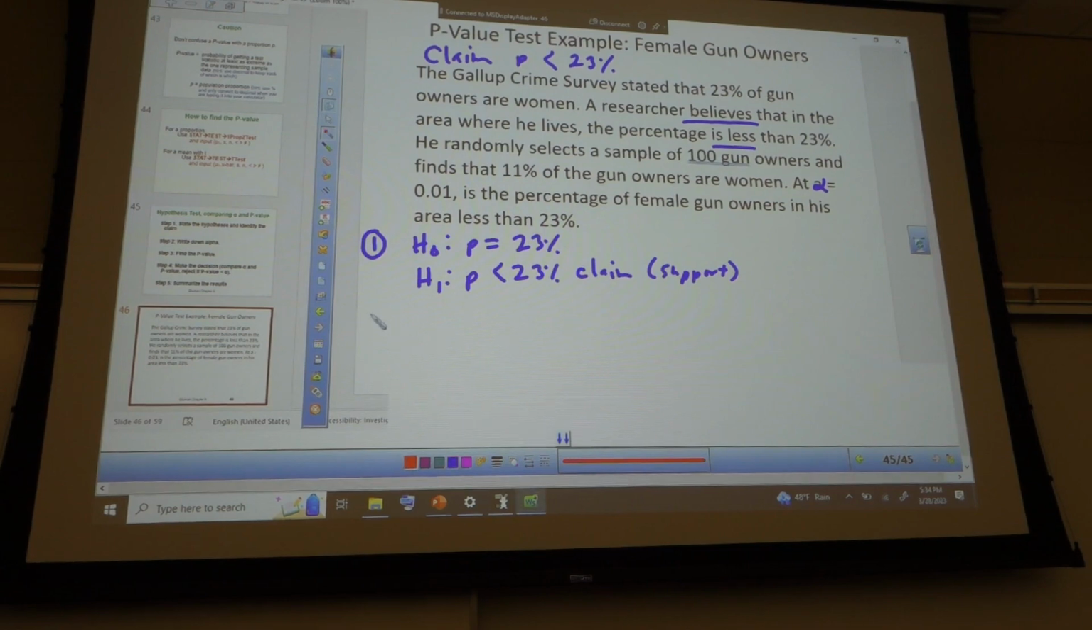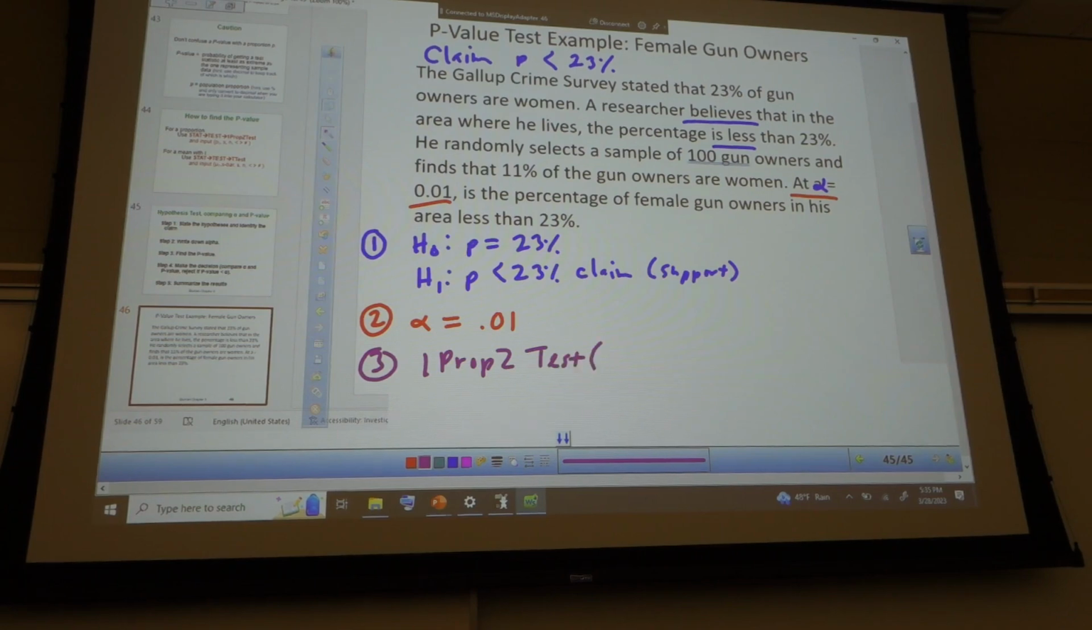Step 2. Write down alpha. What's my alpha? 0.01. Alpha is 0.01. There we go. Easy, right? Step 3. Find my p-value. So this is a proportion. I'm going to do 1-PropZTest.